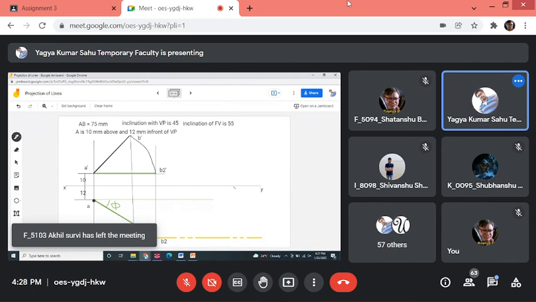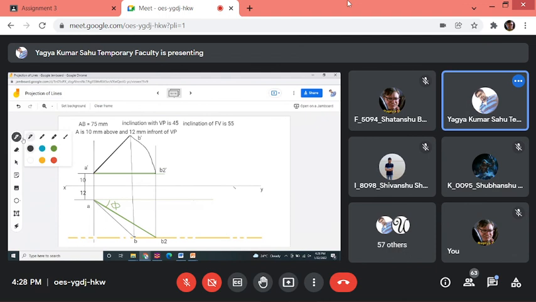Join AB. What is this AB? This is the final top view. Top view.